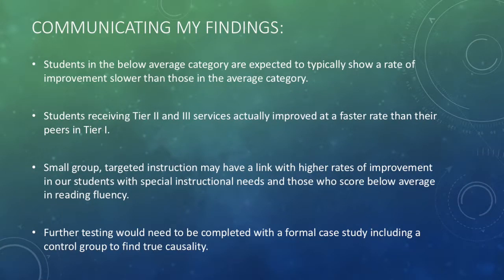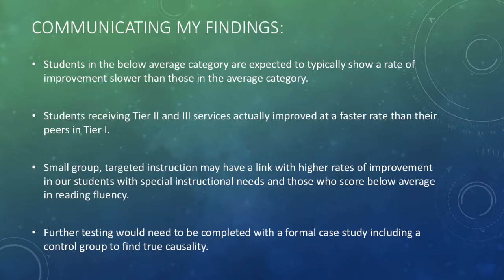When looking at my findings, I found that while students in the below average category are typically expected to have a slower rate of improvement, when they received Tier 2 and Tier 3 services, they actually improved at a faster rate than their peers in Tier 1. The small group targeted instruction, therefore, may have a link to the higher rates of improvement in our students with special instructional needs and those who score below average in reading fluency.